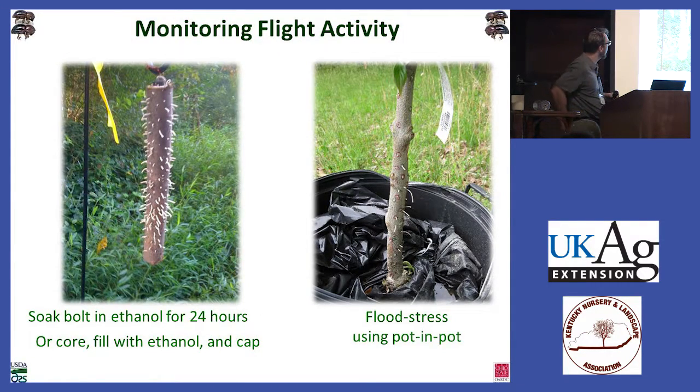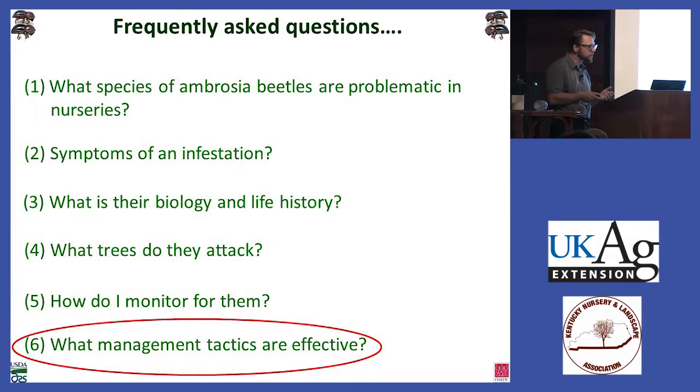So in terms of monitoring flight activity, you can also soak a bolt in ethanol for 24 hours and put that out, as you can see here. Or you can use a flood-stressed tree. And what's nice about that is you can actually visually see the toothpicks, and that will help you educate yourself in terms of identifying what the beetles look like, because you can then cut into it. And even with the naked eye, you'll be able to see. I mean, you're going to get some bycatch in these ethanol-baited traps, but during peak flight, you'll be able to very quickly see, oh, these are clearly dominated by ambrosia beetles.